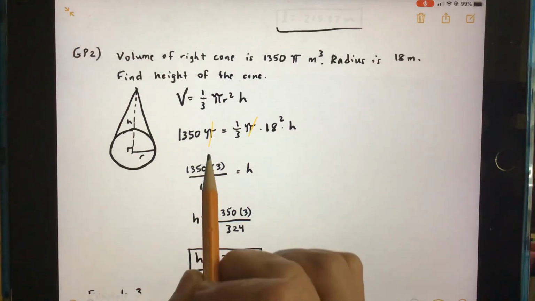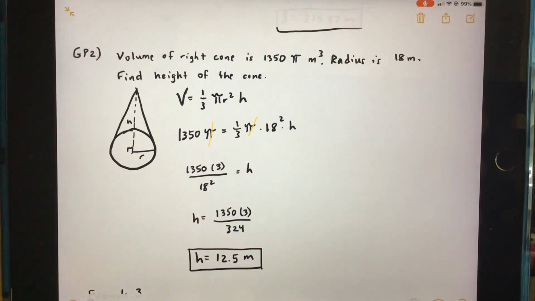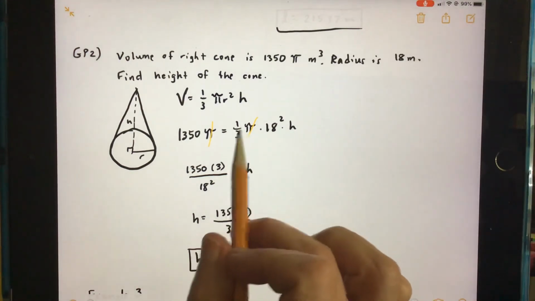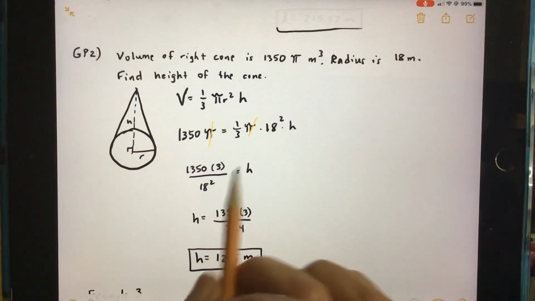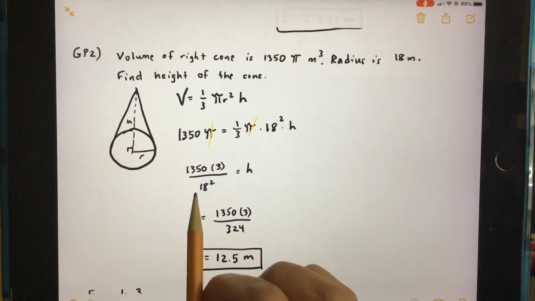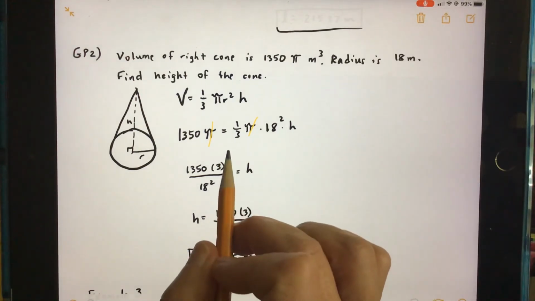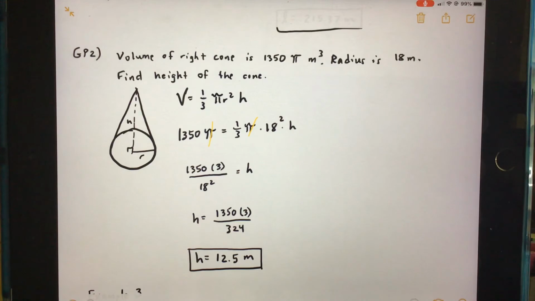First thing I'm going to do is cancel out the pi's. Dividing both sides by pi makes the pi completely disappear. So we're left with 1,350, and I'm going to multiply both sides by 3 to undo the 1/3, so 1,350 times 3, and I'll divide both sides by 18 squared, and that's going to leave me with h. So I've undone the 1/3 and the 18 squared by multiplying by 3 and dividing by 18 squared. My h then can be figured out by multiplying 1,350 times 3 and dividing that by what 18 squared is. It's 324. And that gives me exactly 12.5 meters.